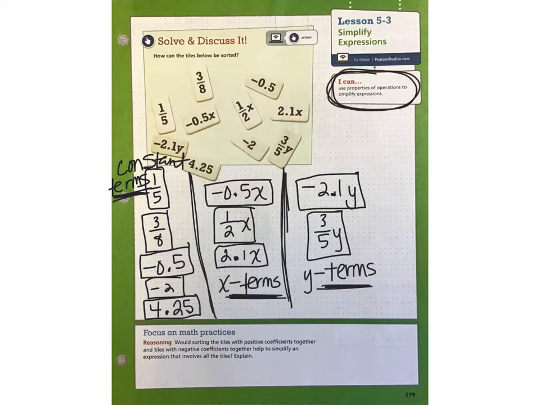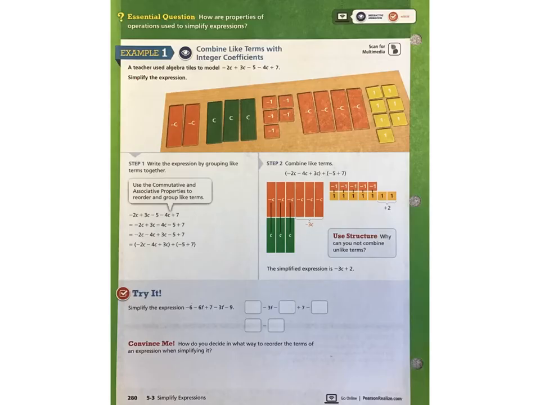Our I can statement says, I can use properties of operations to simplify expressions. And we're going to continue to work on simplifying expressions throughout this lesson. Go ahead and move on to example 1. The essential question that we hope to answer says, how are properties of operations used to simplify expressions? So now take a look at example 1.